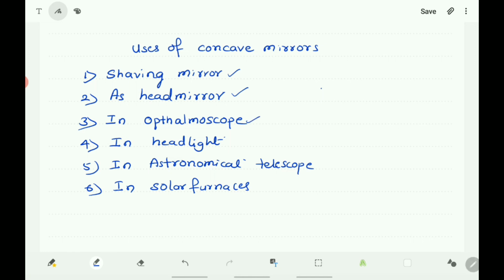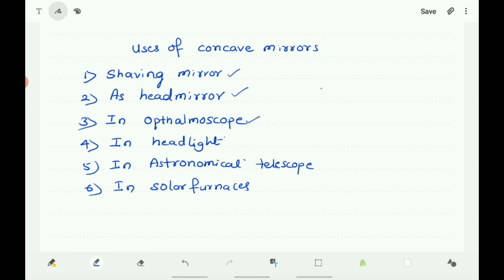Next, it is also used in the ophthalmoscope. It consists of a concave mirror with a small hole at its center. The doctor looks through the hole from behind the mirror, while a beam of light from a lamp reflected from it is directed into the pupil of the patient's eye, which makes the retina visible.